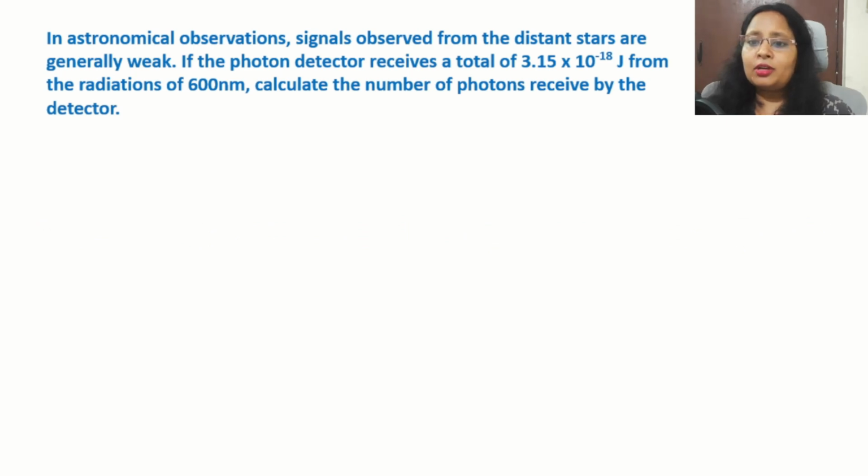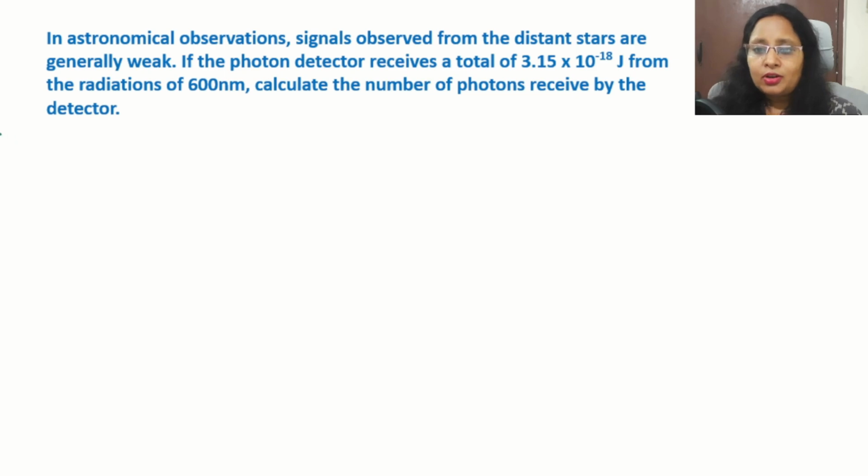In astronomical observations, signals observed from distant stars are generally weak. If a photon detector receives a total of 3.15 × 10^-18 joule from the radiations of 600 nanometer, calculate the number of photons received by the detector.